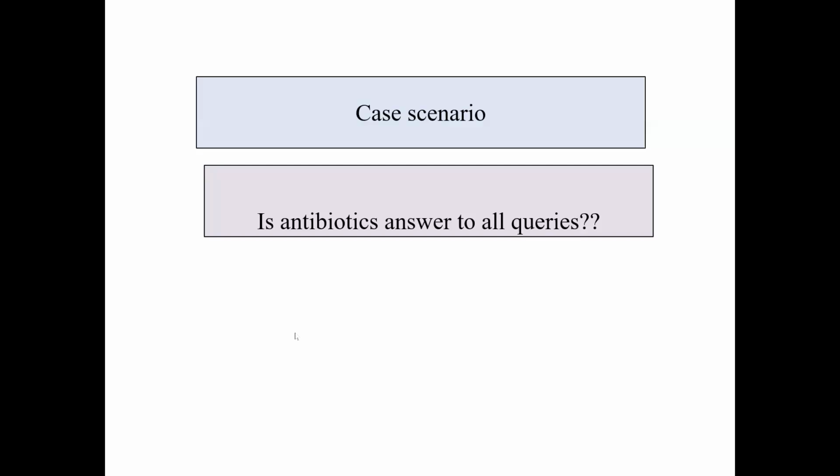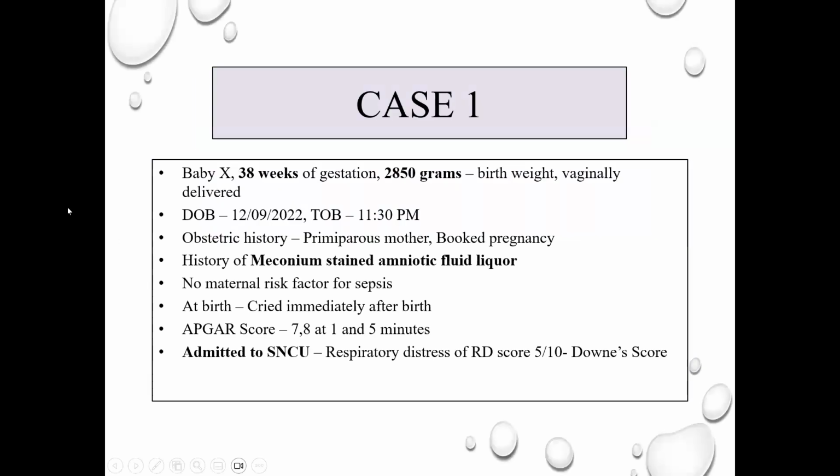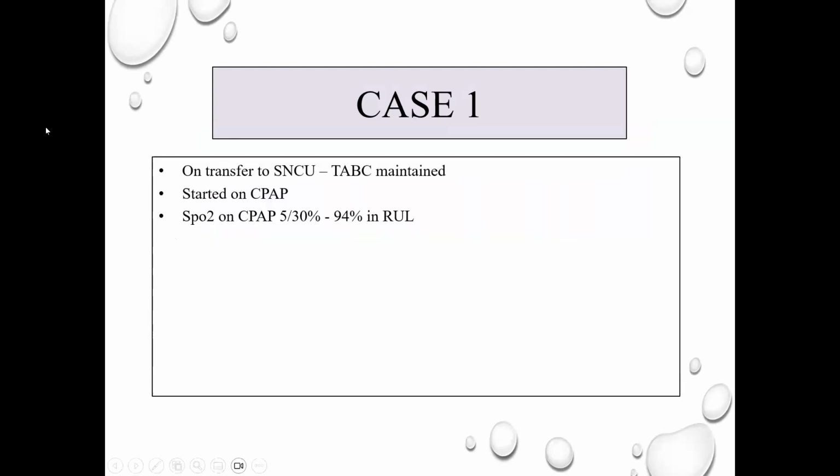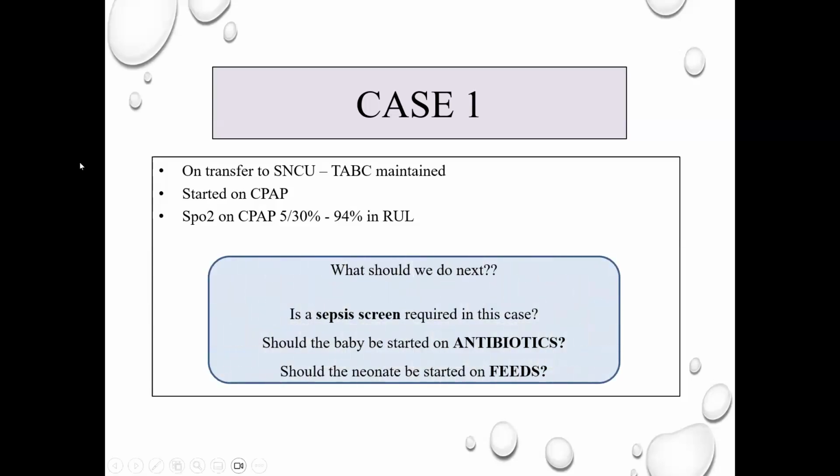So let us see the first case. He's a 38-weeker baby, birth weight 2,850 grams, vaginally delivered at a certain date and time, born to a primary mother in a booked pregnancy. The baby was born through meconium-stained liquor, and there were no other risk factors for sepsis, which were discussed in the first part. At birth, he cried immediately, and the APGAR score was 7 and 8 at 1 and 5 minutes of life. He was admitted to NICU with distress, and other vitals were maintained. At 30% FiO2, the saturation was 94%. So the question is, what should we do next?